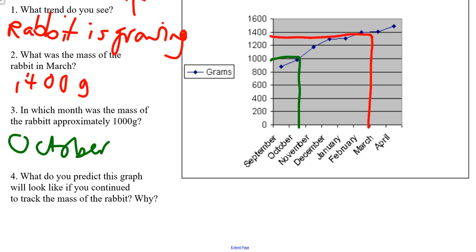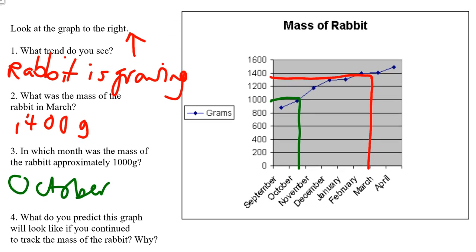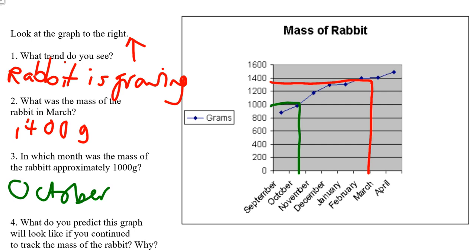And then it says, what do you predict this graph will look like if you continued to track it? So that's the interesting thing about when you graph data, is you can make predictions based on what you see. So there's a couple different things you can think about here. One might be, well, the mass of the rabbit is increasing. So I might think, if I kept tracking the mass of the rabbit, it's probably going to keep increasing.